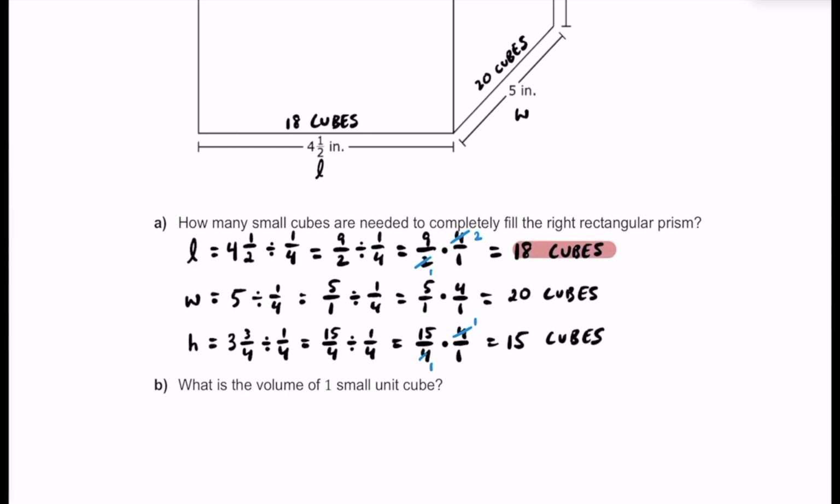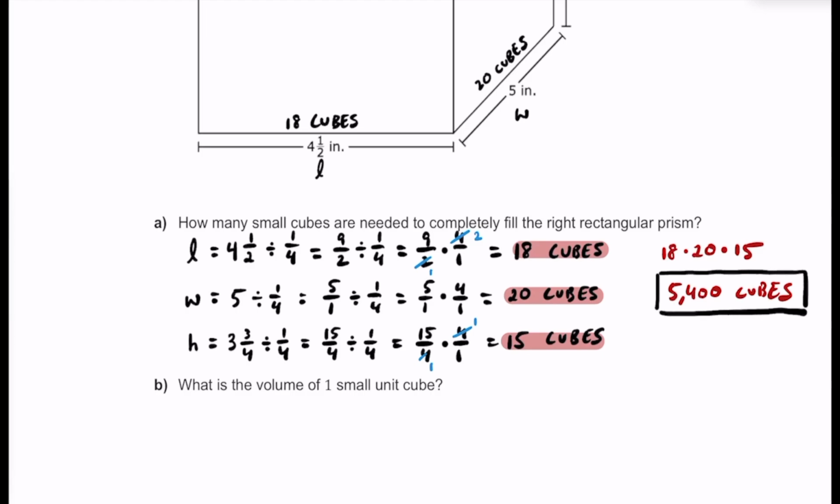So to find the number of cubes here, let's take the 18, this 20, and this 15. Let's take those and multiply 18 by 20 by 15 to get the total number of cubes. So 18 times 20 times 15. There should be 5,400 of these little cubes that are inside of this prism.